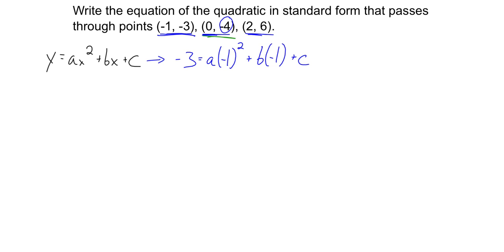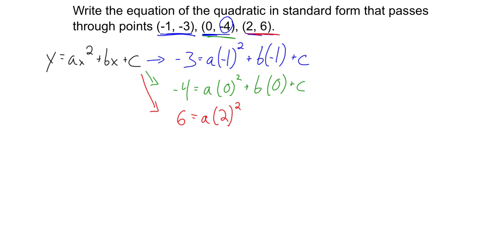Next point is 0 comma -4. So my -4 value is going to be filled in there for y. I'm going to have a times 0 squared plus b times 0 plus c. And the last point is 2 comma 6. So I'm going to have 6 for my y and 2 for my x's.